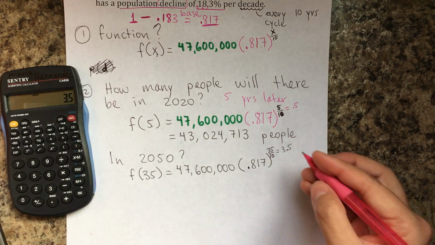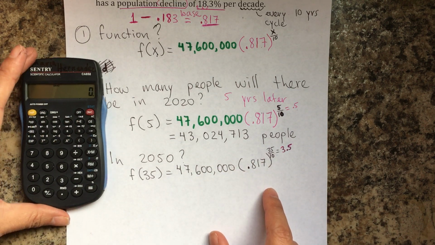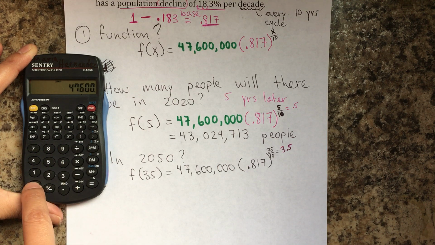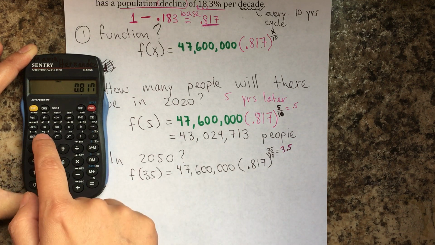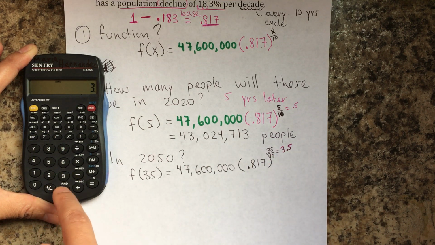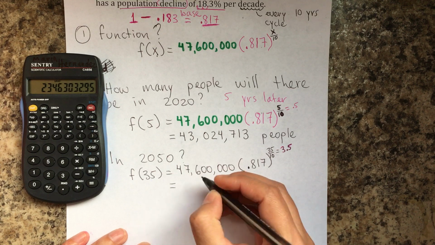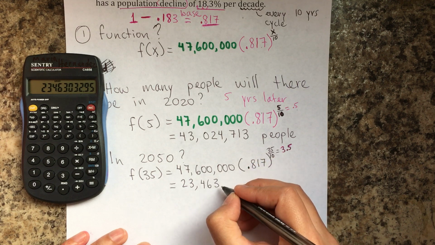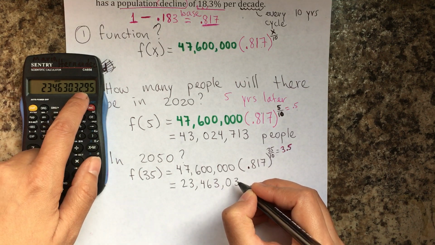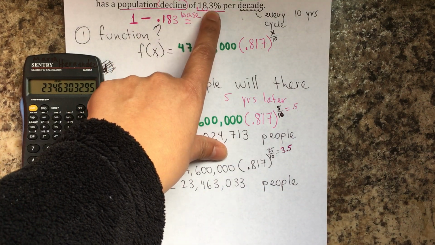We want to simplify that before we start putting all the parts into the calculator. So it's going to be 47,600,000 times 0.817 to the power of 3.5, equals. So in 2050, the population will be 23,463,030. It rounds up, so it's going to be 33 people. And that's assuming that it will continue to decline by 18.3% per decade.